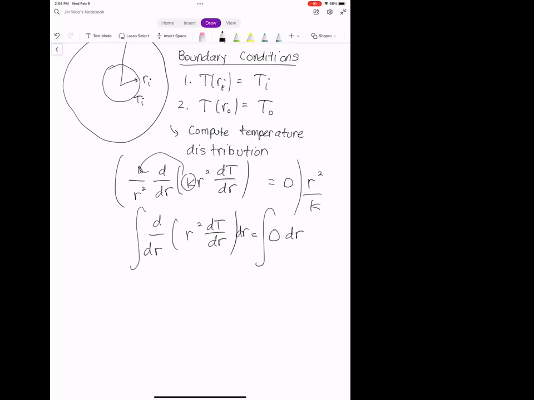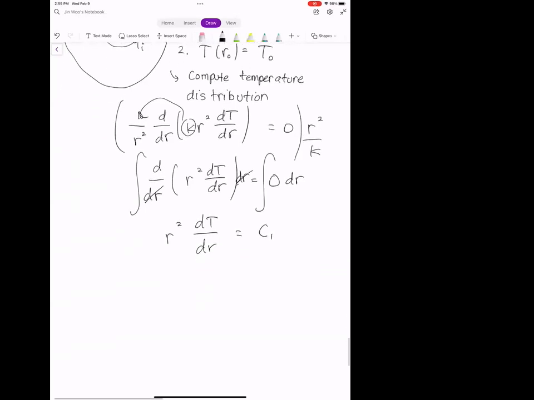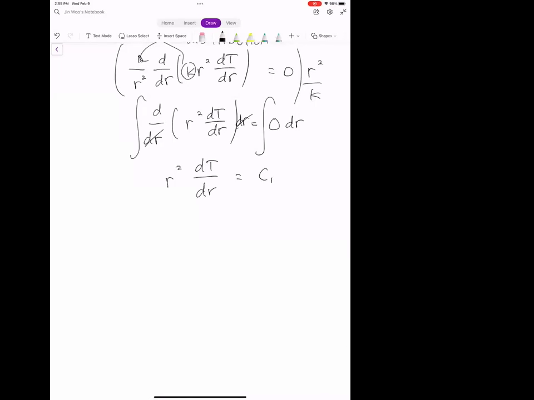And so we're going to integrate both of these expressions with respect to R. On the left-hand side, the integral is going to cancel out with the derivative. And so we're left with R squared dT/dr is equal to C1. Because remember, we're doing indefinite integrals here, so we have to add our arbitrary constant just to make sure we're all good. Next, I'm going to multiply both sides by 1 over R squared, just like we did up there. And so we're left with dT/dr is equal to C1 divided by R squared.